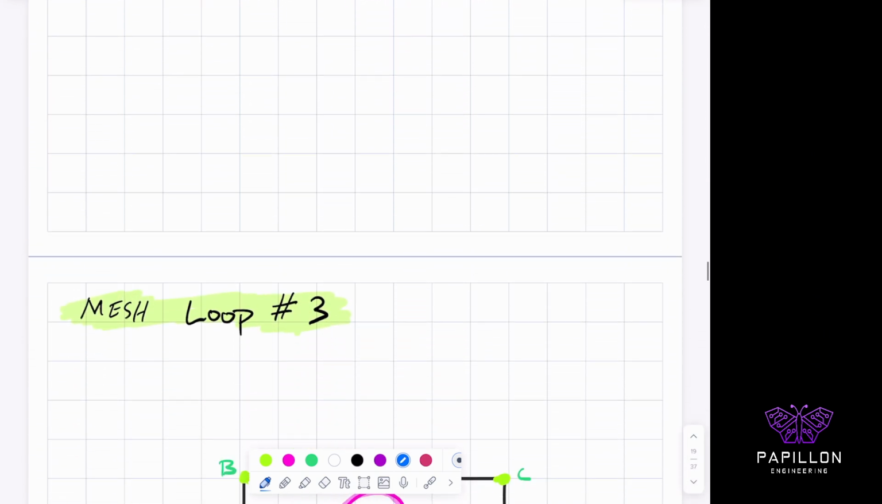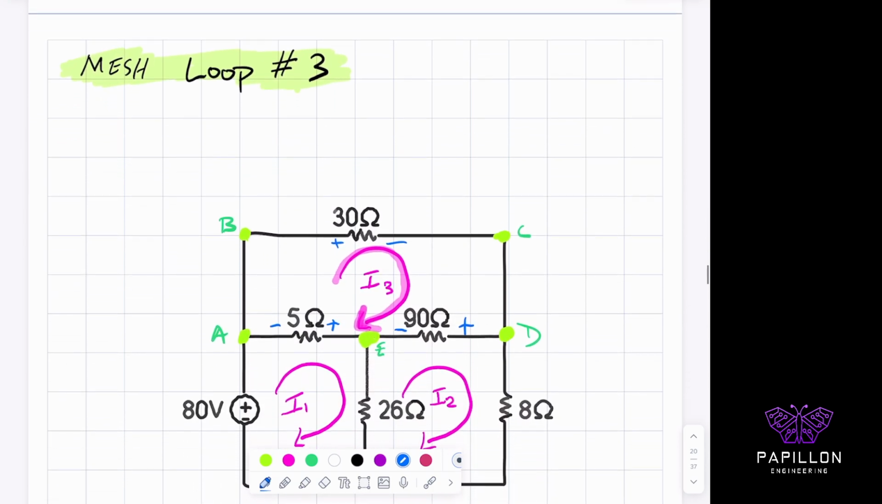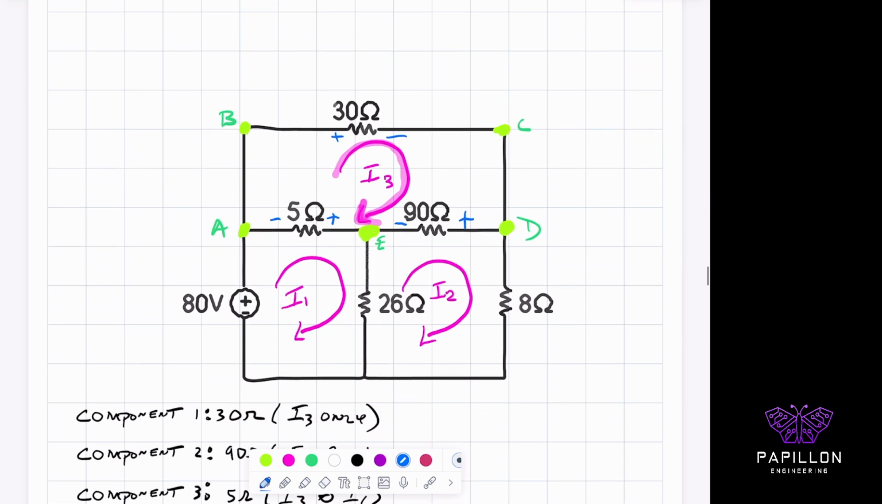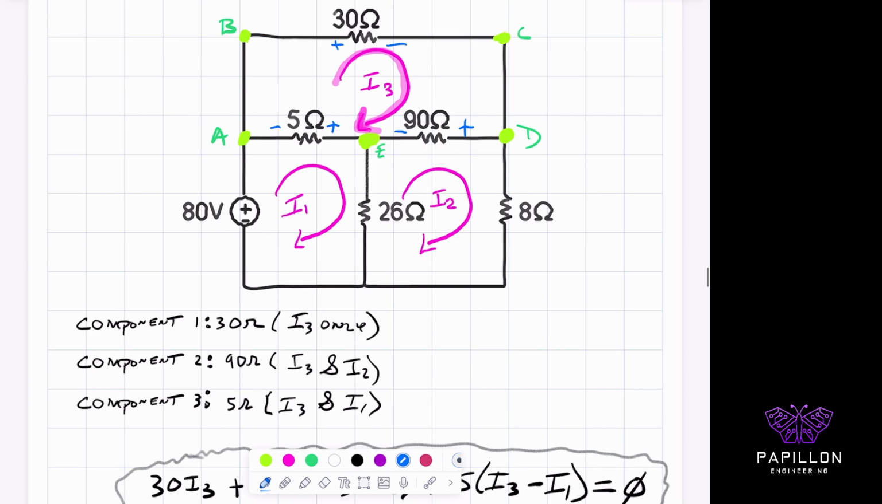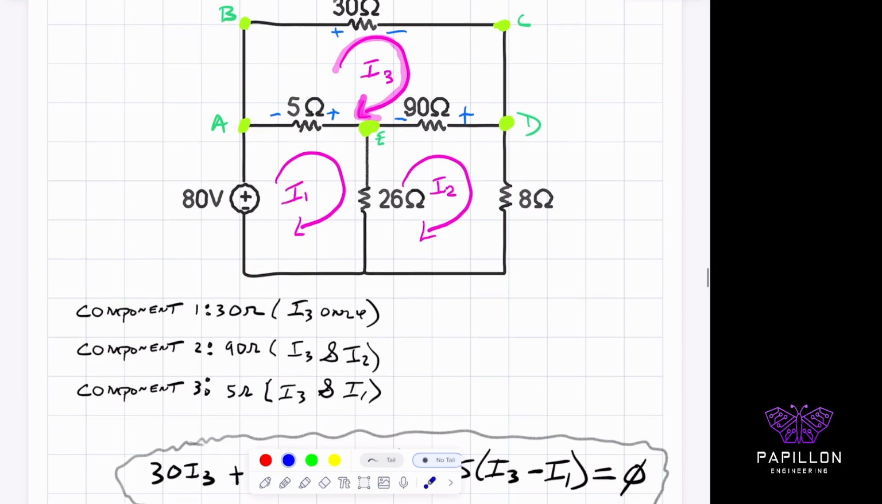And then finally, for our third loop, loop number 3, our mesh current is called I3, right? We have 3 components again. Our 3 components are the 5 ohms, the 30 ohms, and the 90 ohms. And notice that I put the sign convention on it again, so if I'm going clockwise, the current will always create a voltage drop, which means it's going to be positive, negative, positive, negative, positive, negative, always if I'm going clockwise.